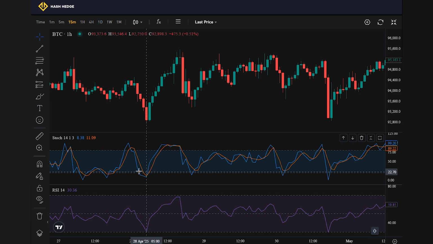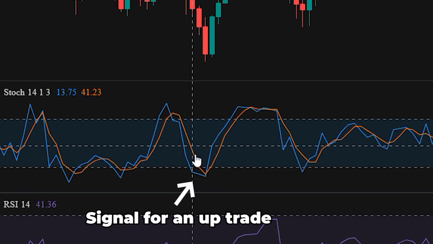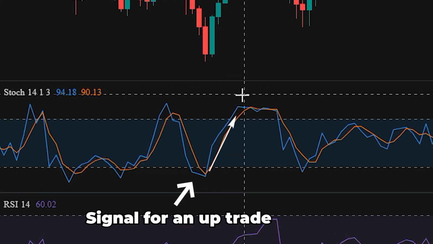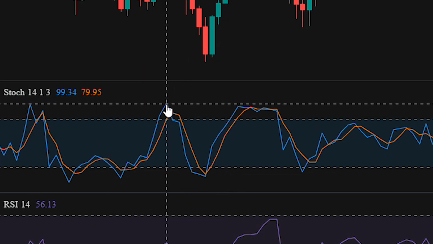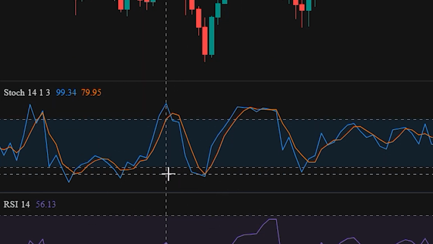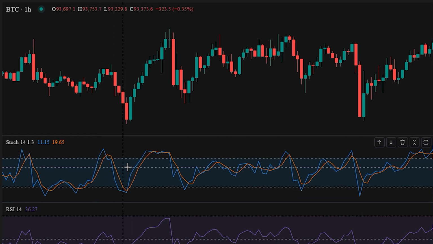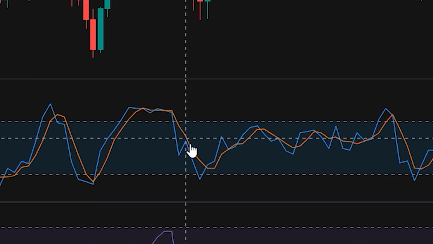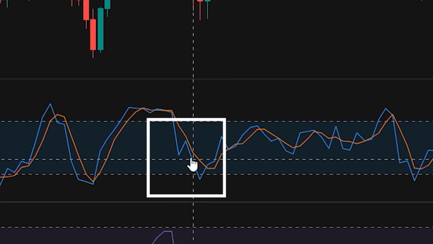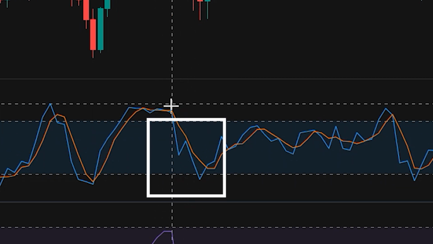When, on the contrary, the fast moving average crosses the orange one from bottom to top, this is a signal for an up trade, and we can use not only the overbought and oversold zones, but also the interaction of these two moving averages. And also, being at any point on the chart, for example, here we see that the fast moving average is under the slow moving average.